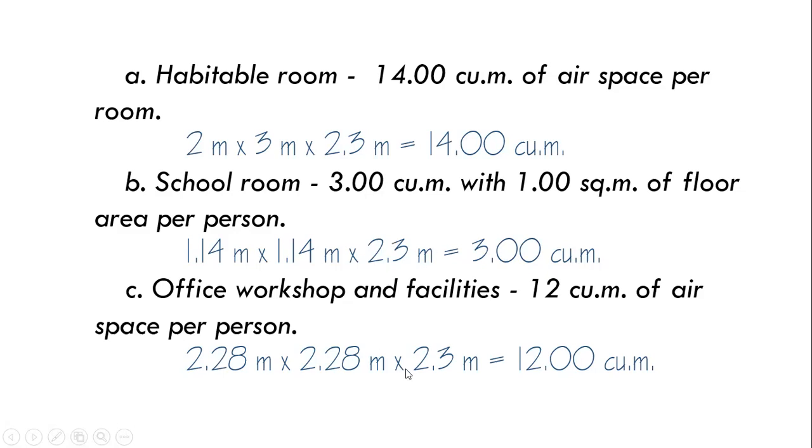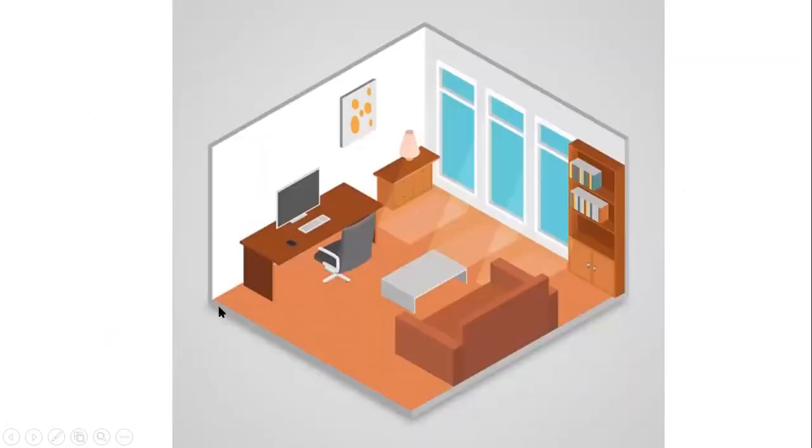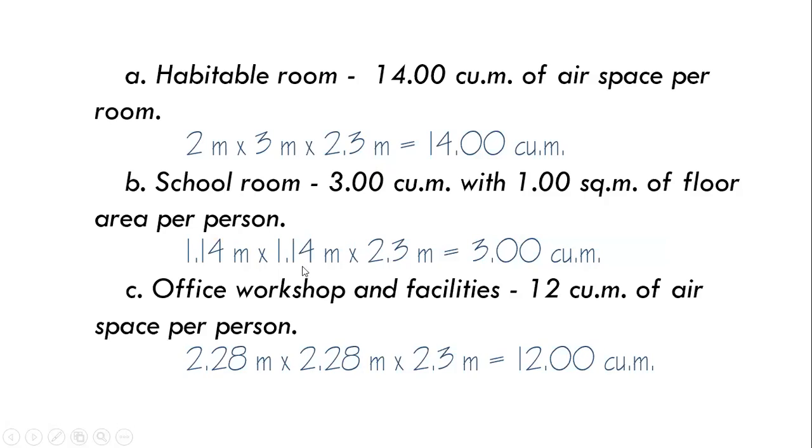So it includes the height, the length, and the width. Those are the dimensions, right? On that one, the airspace requirement includes the height. The minimum should add up or equal 3 cubic meters. So 1.14 by 1.14 by 2.3. Those are the dimensions for a school room or classroom.